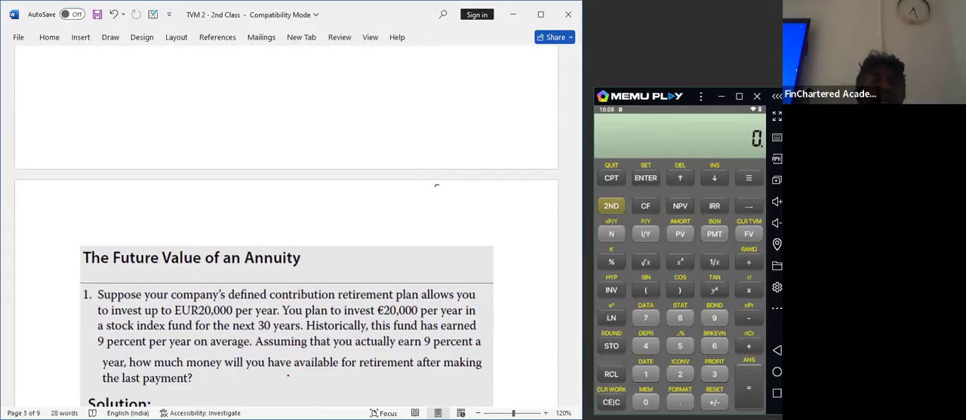This question is saying, suppose your company's defined contribution retirement plan allows you to invest up to 20,000 per year. You plan to invest 20,000 per year in a stock index fund for the next 30 years. Historically, this fund has earned 9% per year on average. Assuming that you actually earn 9% a year, how much money will you have available for retirement after making the last payment? Please find out: if you make an investment of 20,000 per year for 30 years, what will be the value of it at the end of 30 years?